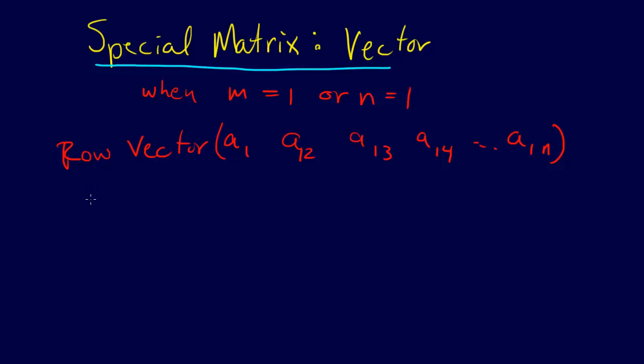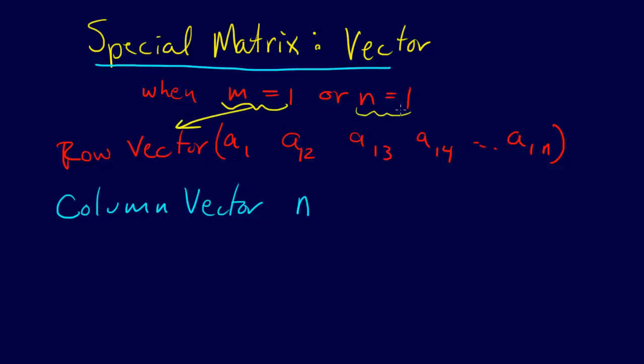Now, we also have the case of a column vector. I forgot to write this. So a row vector is when m equals 1. When n equals 1, we have a column vector, and that corresponds to a 1 1, right?